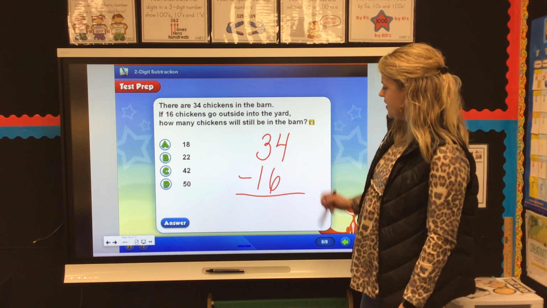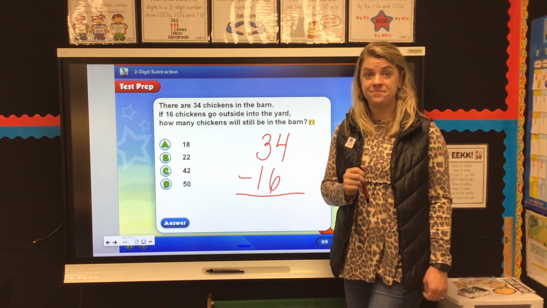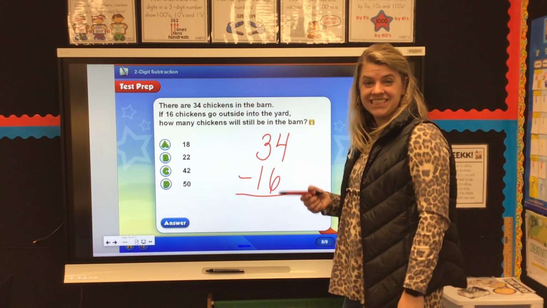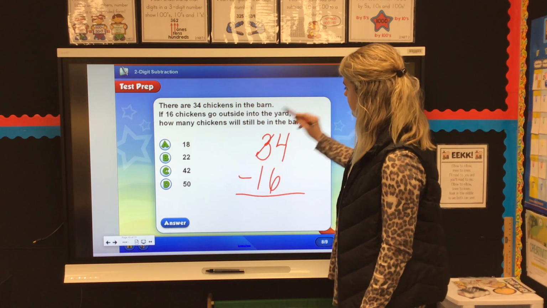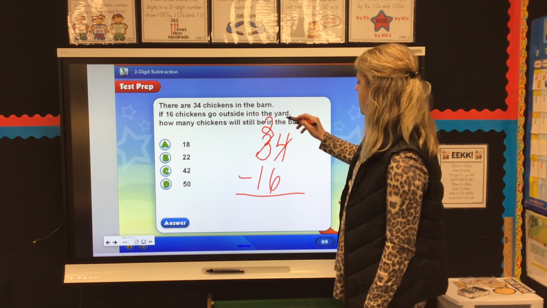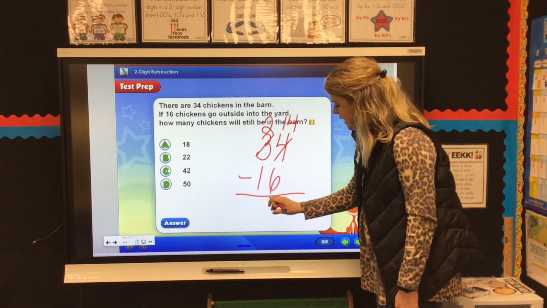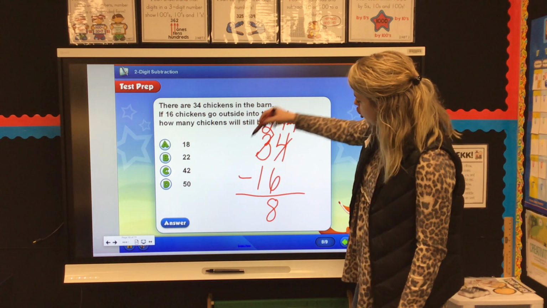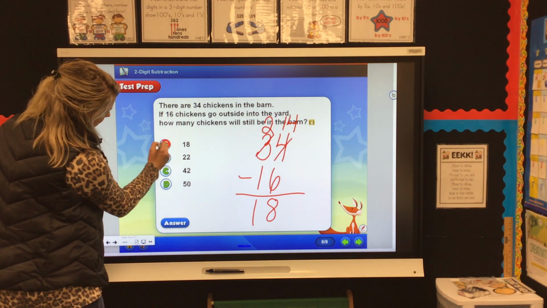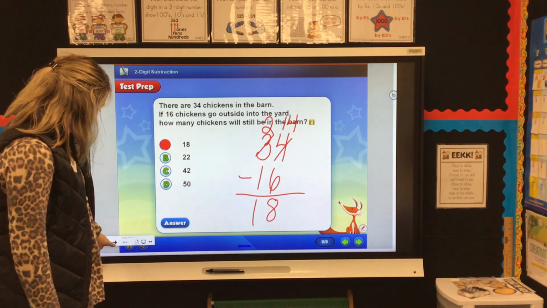All right, here we go. 34 minus 16. We have 4 ones on the top and 6 ones on the floor. More on the floor. Go next door and get 10 more. So we're going to go next door to our 10s and we're going to borrow 1. So now I only have 2 10s, but I'm going to give 10 ones to this column. 4 plus 10 equals 14. 14 minus 6 equals 8, and 2 minus 1 equals 1. So my answer is 18 chickens are still in the barn. Very good.